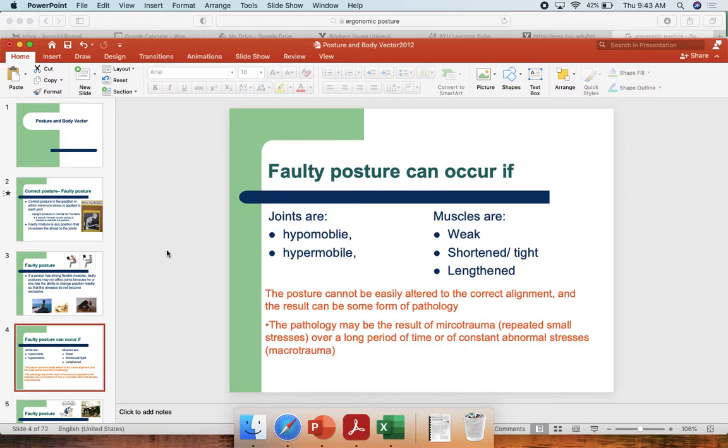So faulty posture can occur when joints are hypomobile, so if something's too tight, or if something's too loose and they're hypermobile. A lot of times we're going to talk a lot about muscles during this unit. If muscles are weak, they tend to be lengthened. And you can imagine how if a muscle is really weak, but on the opposite side the muscles are really tight and short, you're going to create some concavities and some convexities in the body, which are going to affect someone's posture. And we'll talk about that a little more as this unit goes on.